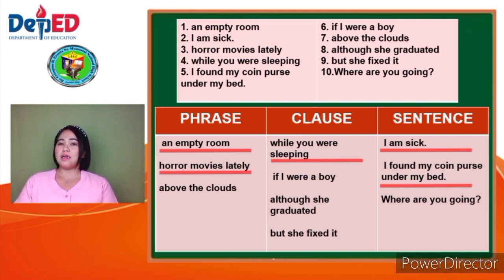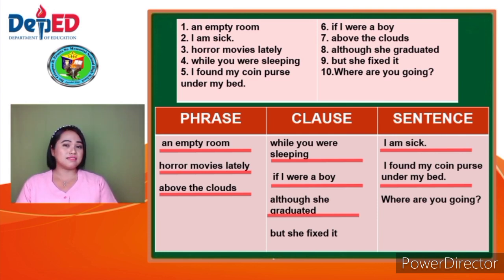Number 6. If I were a boy is a clause. Number 7. Above the clouds is? Okay, it is a phrase. Good job. Number 8, although she graduated is a clause. Good. Number 9, but she fixed it is? Okay, very good. It is a clause. And last, number 10, where are you going is a sentence.